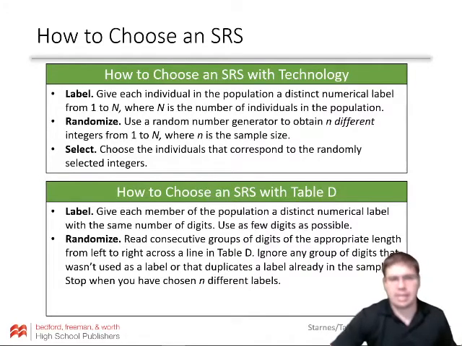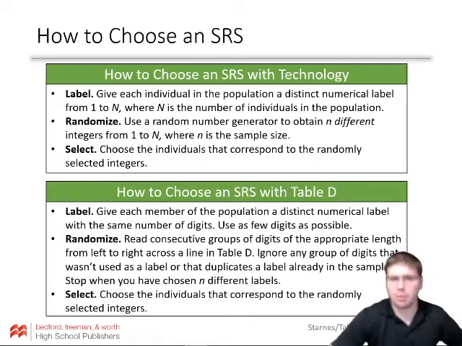So again, we need those unique, different values. We can't be repeating those. So we ignore duplicates and then stop once we have n different and unique labels. And then finally, we select the people corresponding to those numbers.